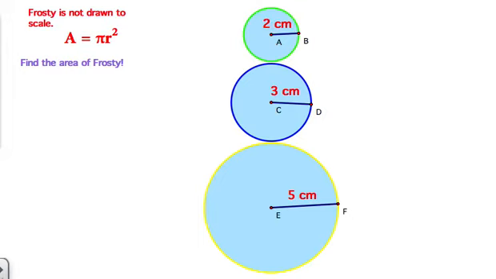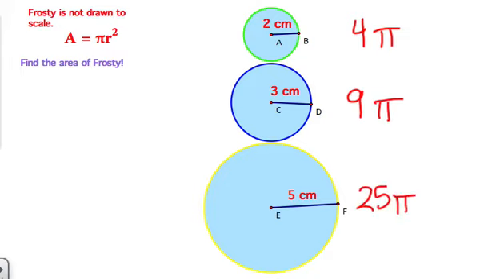All right, so I want you to go ahead and practice. Pause this, find the area of all of Frosty. Okay, so find the area of each circle, add it up, and then hit play to check your work. All right, so the first one, the head, is going to be 2 squared, which is 4 times pi. The next one is going to be 3 squared, which is 9 times pi. And the final one is 5 squared, which is 25 times pi.